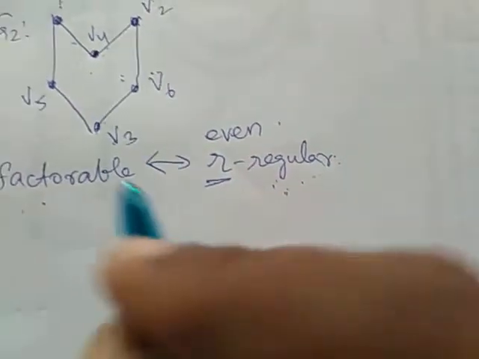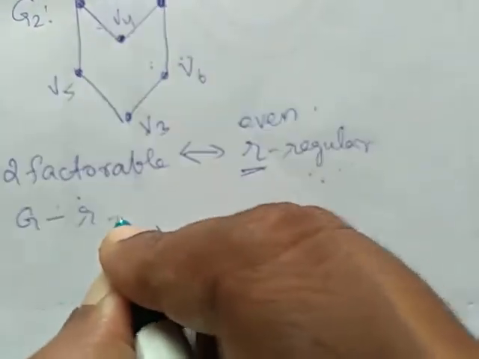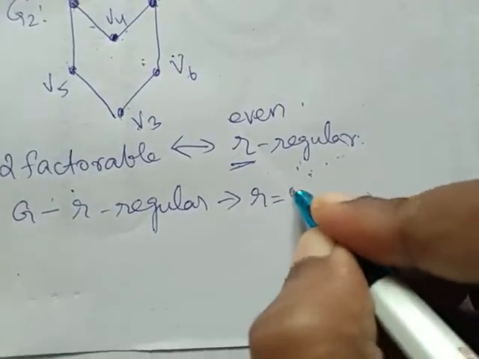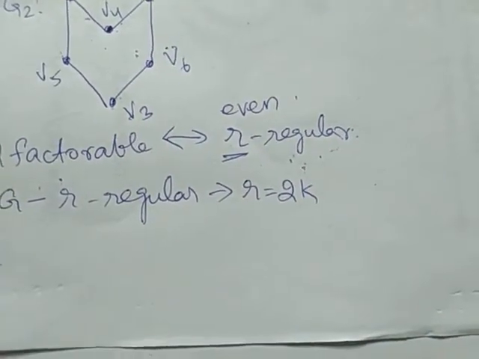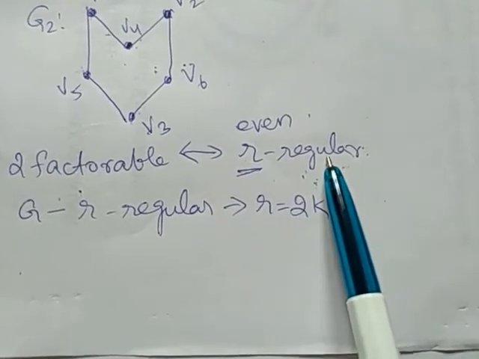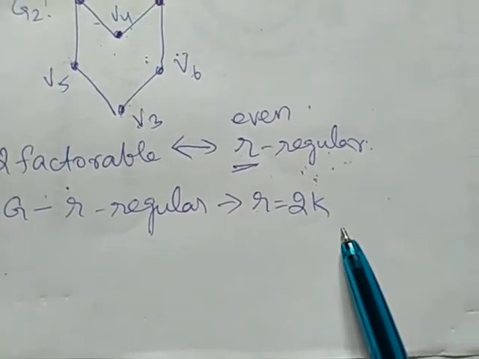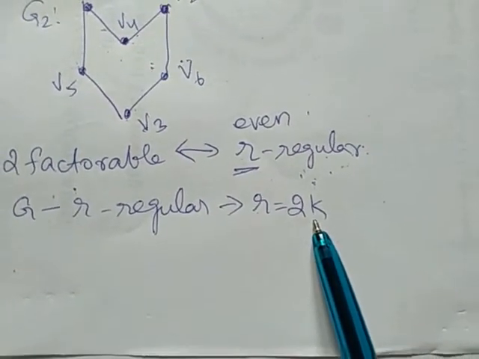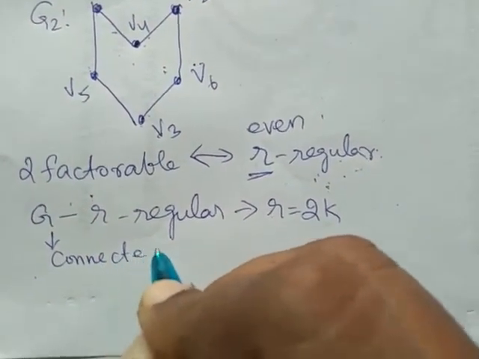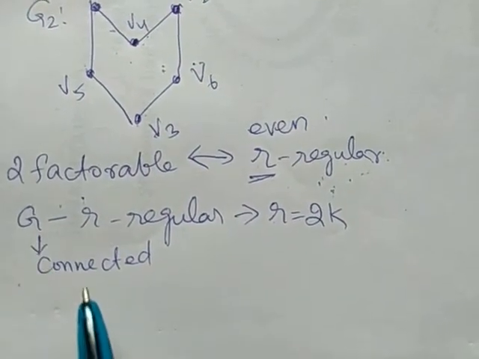Now, what is our data? Our graph G is R regular and R should be an even number. So, since it is an even number, I take it as 2k, where k is some integer. Our data is G is an R regular graph, R should be an even number, therefore I am taking R as 2k, where k is some integer. And I will consider G as a connected graph. If it is a disconnected graph, we have to prove it for each connected component. So, I am considering a connected graph.